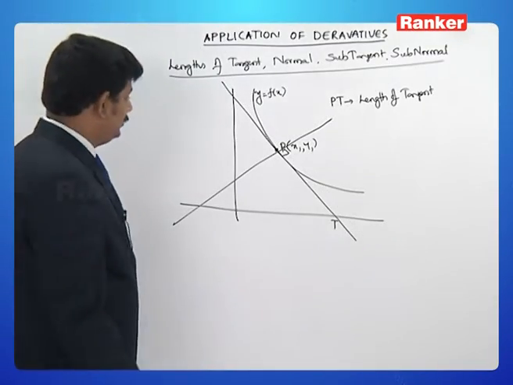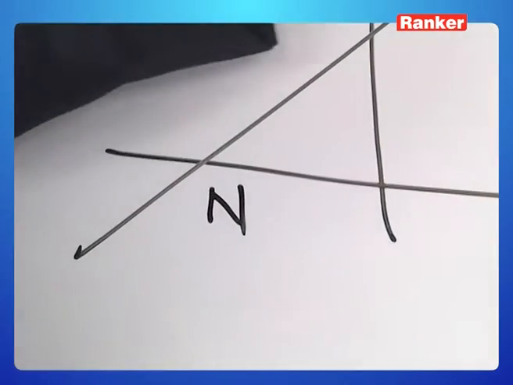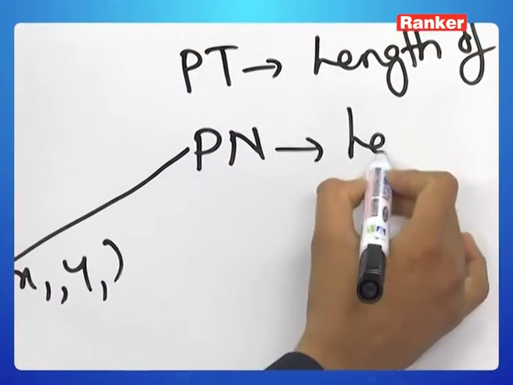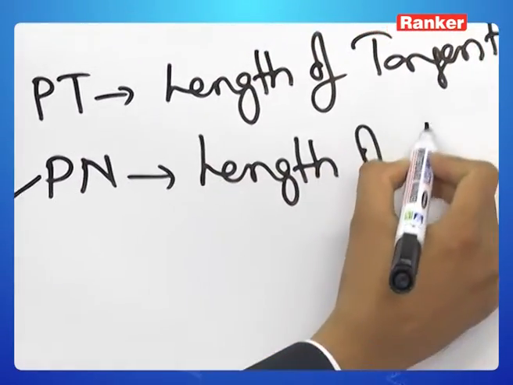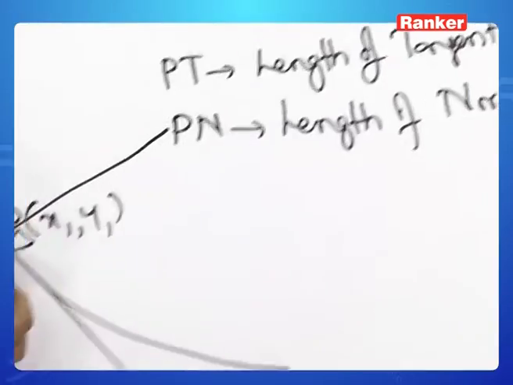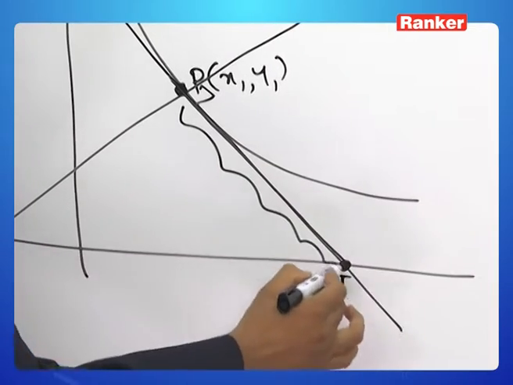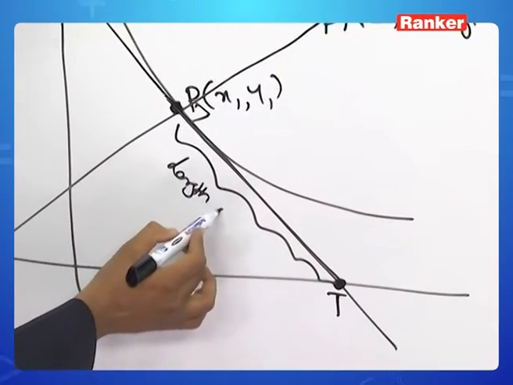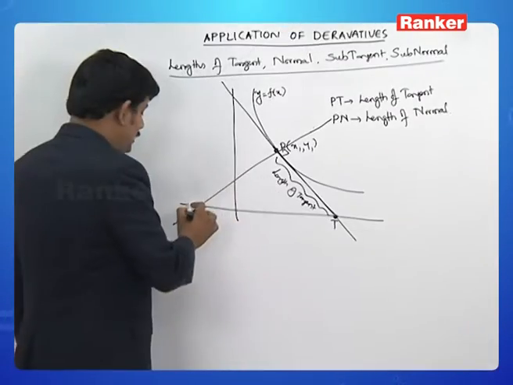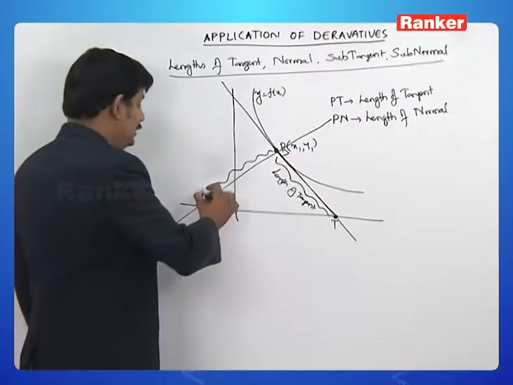To find the length of the normal, draw the normal at P. Let us say the normal at P cuts the x-axis at N. Then the length PN is called the length of the normal. So, whenever we draw a tangent at P, if it cuts the x-axis at T, the length PT is called the length of the tangent. Whenever we draw a normal at P, if it cuts the x-axis at N, the length PN, this entire length, is called the length of the normal.